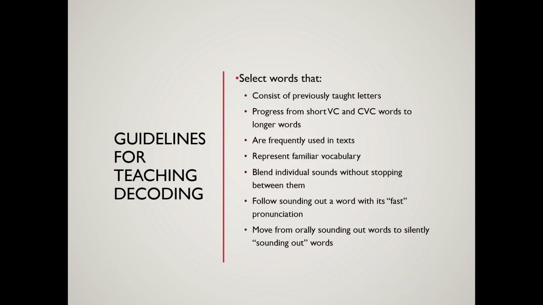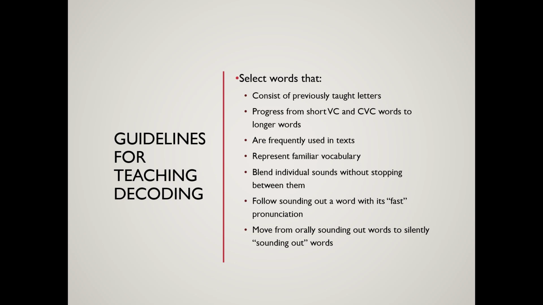To teach decoding, you want to select words that you've already taught, because the students have heard them and probably seen them before, and words with patterns that you've already taught. Progress from VC words to CVC words and then build on that. Use words that the students are going to see quite often, especially in text that you're reading or word wall words that you have up on your boards in your room. That goes with familiar vocabulary as well.